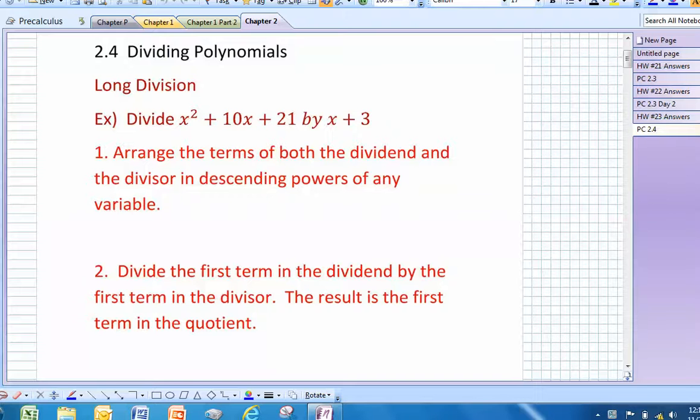Welcome to tonight's video on section 2.4, dividing polynomials. First, we're going to talk about how to divide polynomials by long division.